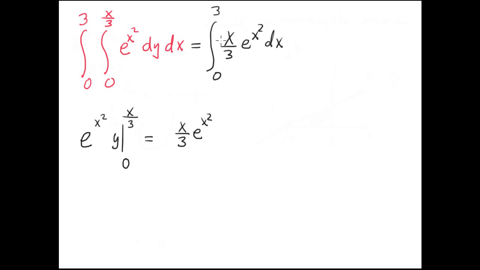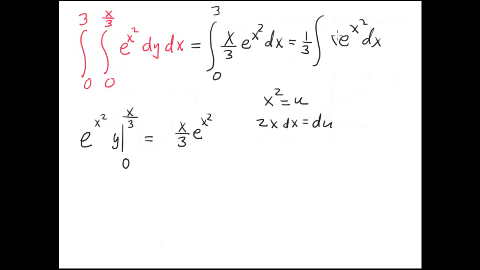Okay. For solving this integral, we are using substitution. The substitution is obvious: x squared equals u, 2x dx equals du. This 1/3 you put outside. Integral e to the x squared dx, and you have x here where we need 2 to complete the differential, and divided by 2, so say 6. And so far the limits stay from 0 to 3.